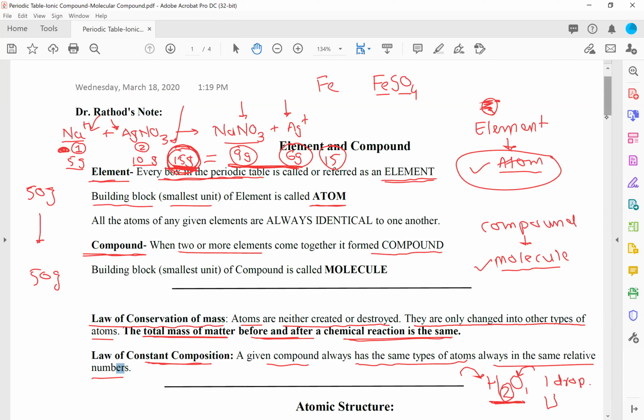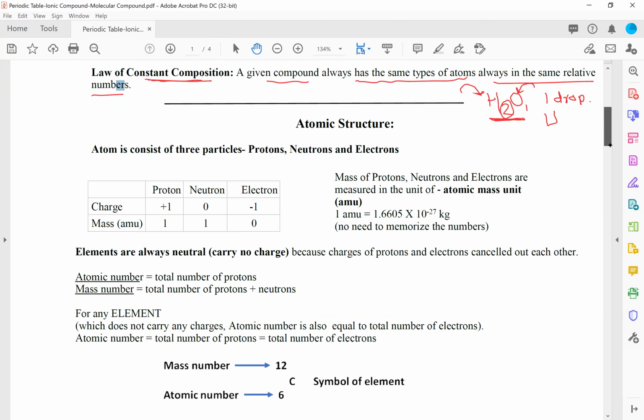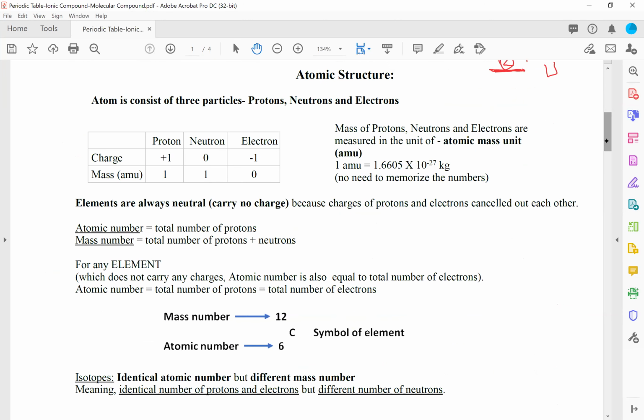Awesome. All right, let me see if I can scroll this down, and if you can see. Can you guys see the atomic structure now? Yes, Professor. Yeah, awesome.